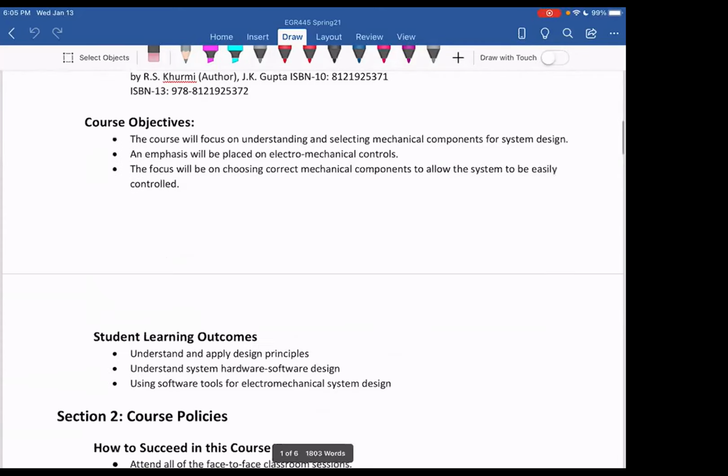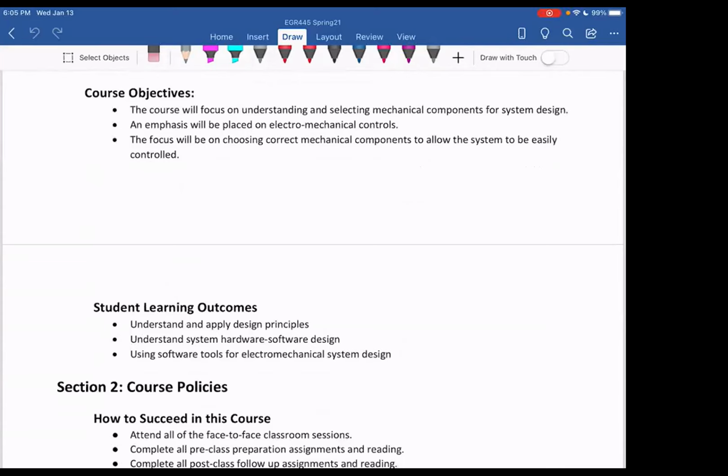The student learning objectives are that we should be able to apply the design principles that we studied, solve practical problems, use software to solve design problems, and then look at the industry standards on how to select components, how to put the components together, and so on.